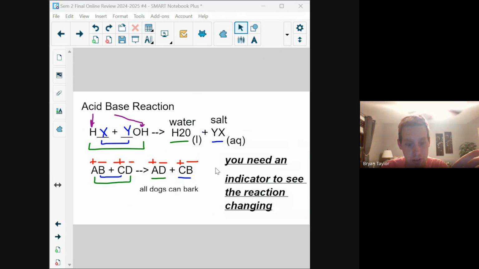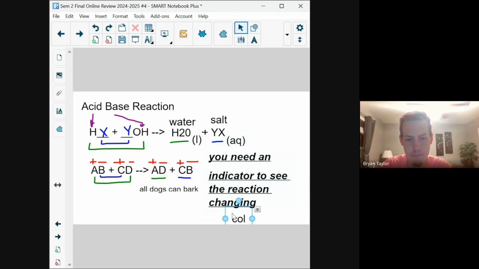This is the basics of acid base. Acid is H, base is OH. They make water and salt, so you need to have a color change. Oh, I should add color change.